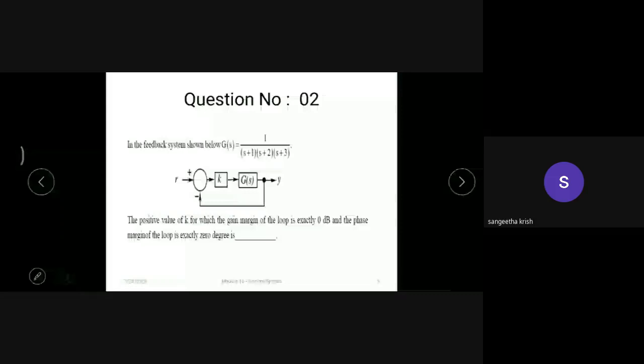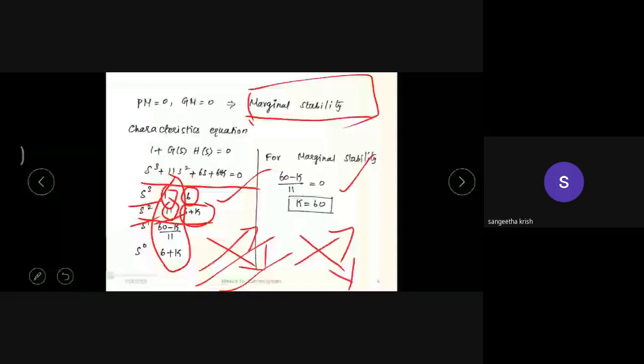And we know this from the RH table. To get a marginally stable system, any one of the elements should be 0. Construct the RH table and try to equate to 0 and find the value of k. So for this problem, I'm getting k is equal to 60.